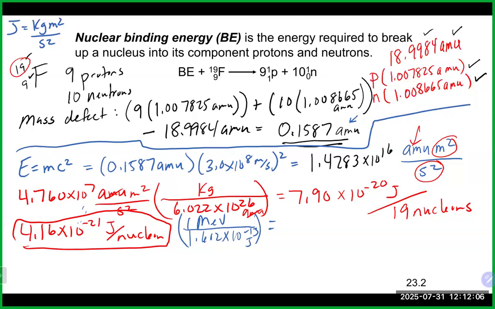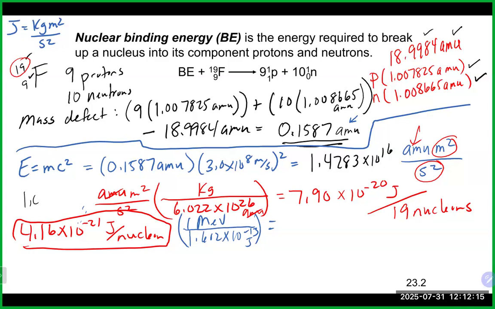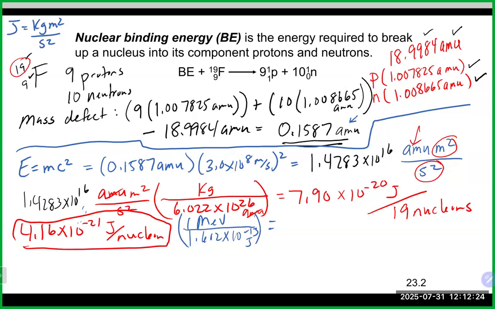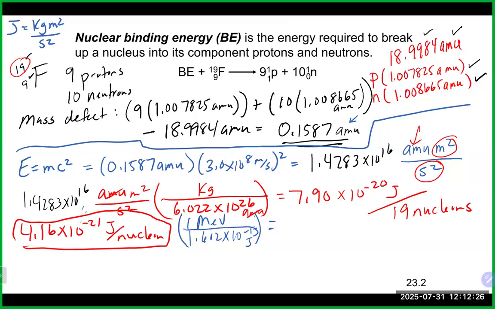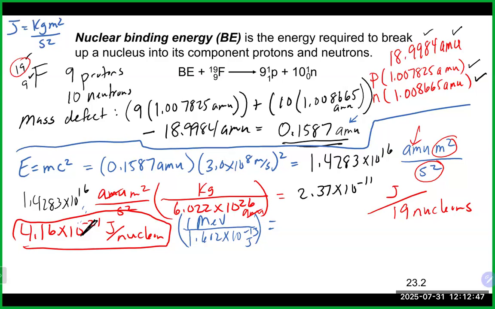And pop that number into here. A little correction. That would then give me 1.4283 times 10 to the 16. And now I'm going to divide it by 6.022 times 10 to the 26. And that will get me, let's see, that looks a little better, I think, 2.37 times 10 to the minus 11 joules. And divide that by 19. Gonna get me nowhere near that.